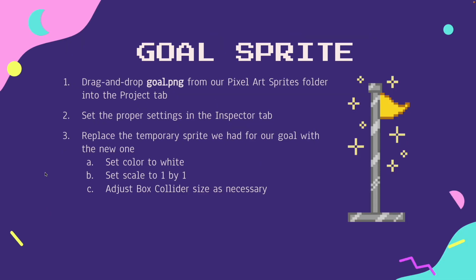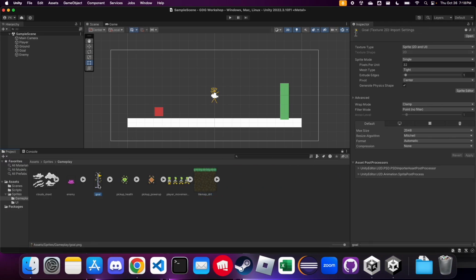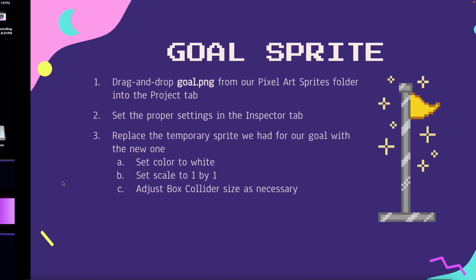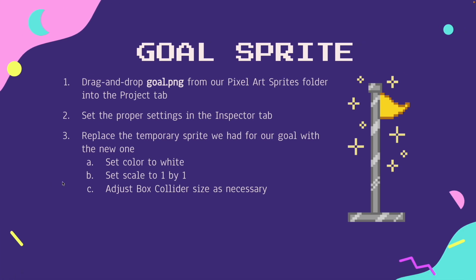Okay, so we have here, we drag and dropped our sprite. We have all of them there. Here's our goal. We set the proper settings in the inspector tab, and in our level so far, we have a temporary goal, and we want to replace that temporary sprite with the sprite that we have, right? So to do that, an important part is to set the color to white and the scale to 1 by 1. And also, if you want, you can adjust the box collider.